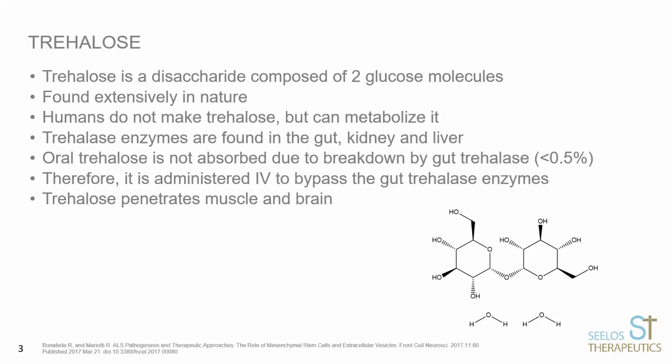The other unique aspect, of course, is that trehalose is a small molecule, so it has biodistribution in the CNS as well. But it's also in the muscles, and as we have seen throughout this conference, the therapy has to penetrate the muscles as well, because muscle atrophy or paralysis is part of the ALS pathology. So we need the therapies to be distributed both in the brain and the muscles, and trehalose does that.